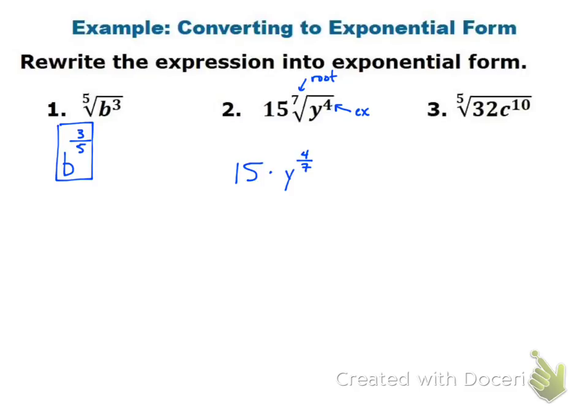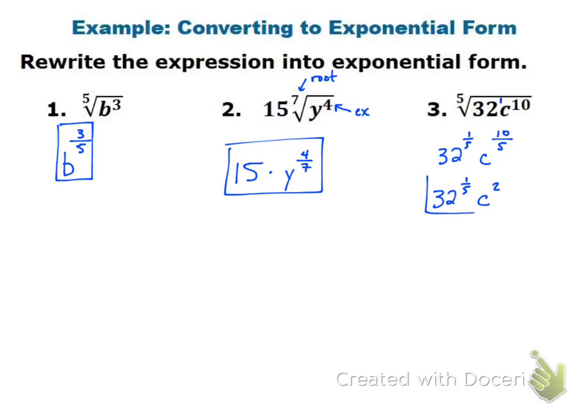And then the last one, just be a little bit careful with, c to the 10th power, and the 10th power only goes to the c, so the actual exponent of this 32 is just a 1. And so when I write these out, they both are going to have different exponents. So I'm going to go 32 to the 1/5 power, and then c to the 10/5. Again, we could leave it that way, or we could go 32 to the 1/5 power, and then c to the 2nd, reduce that fraction.